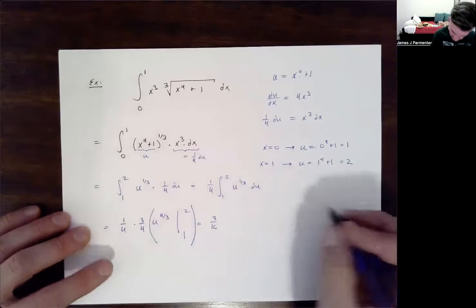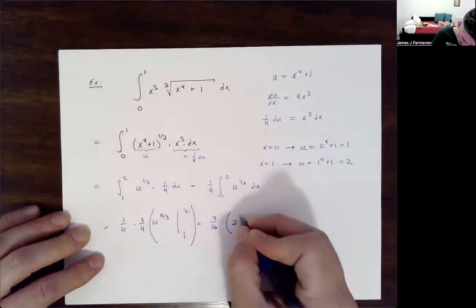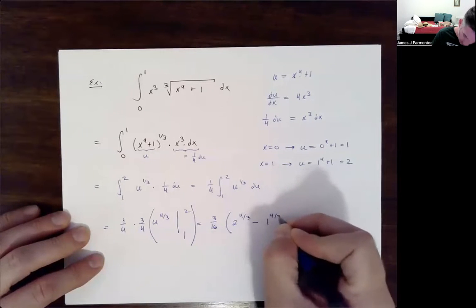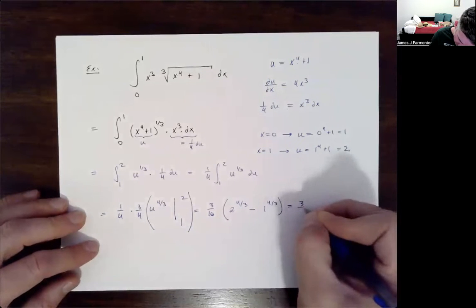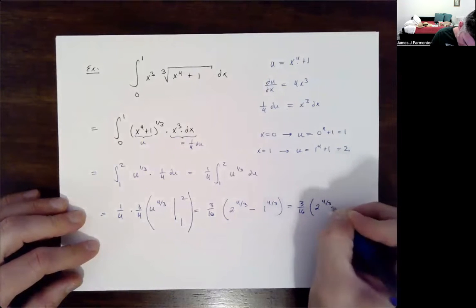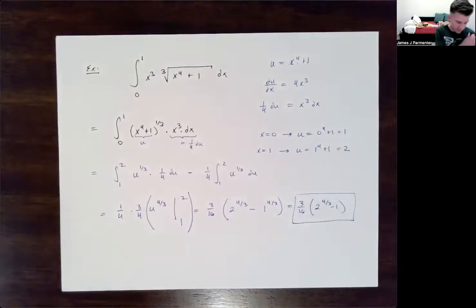That's totally fine. Doing that, we're going to get 2 to the 4/3 minus 1 to the 4/3, and 1 to any power is 1. So if I was finishing this problem, I'd probably leave it as 3/16 times 2 to the 4/3 minus 1. And that's about as good as it gets.